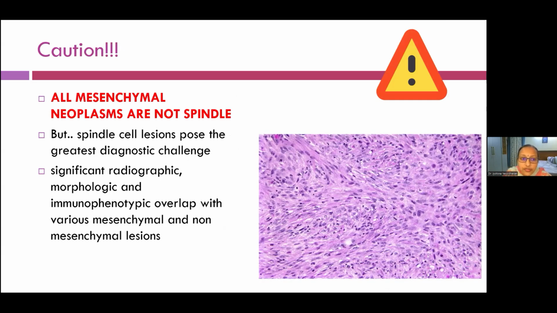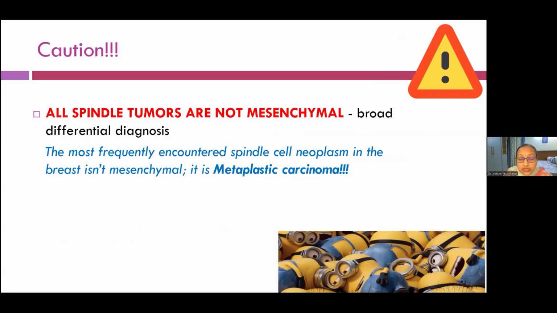So just a few words of caution. Whenever you hear about mesenchymal neoplasms, the first picture that comes to your mind is probably that of a spindle cell tumor. But what you should understand is all mesenchymal neoplasms or stromal neoplasms are not spindle. But definitely, this is a very challenging group with significant imaging, morphologic, and immunophenotypic overlap with other mesenchymal as well as non-mesenchymal lesions. Now, just as I said that all mesenchymal tumors are not spindle, the converse also holds true.